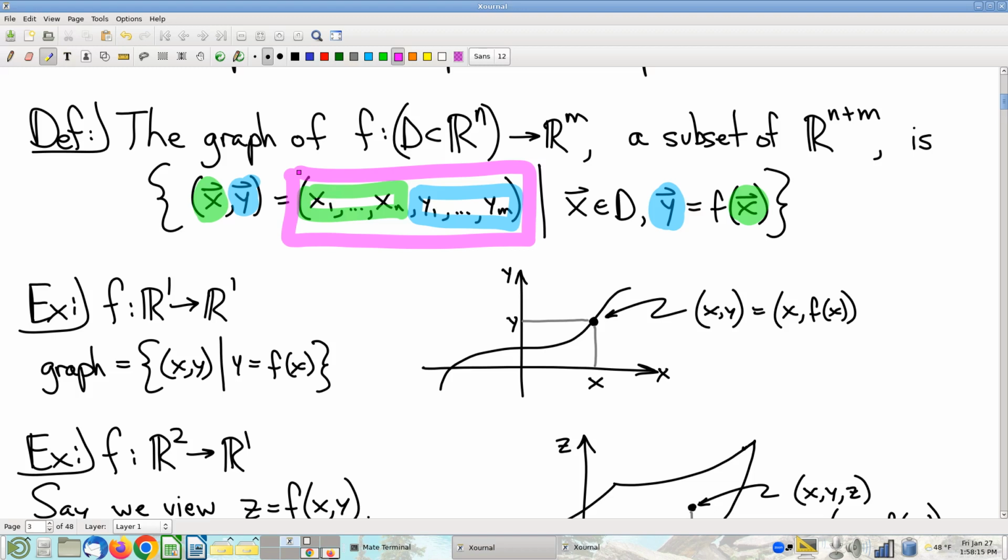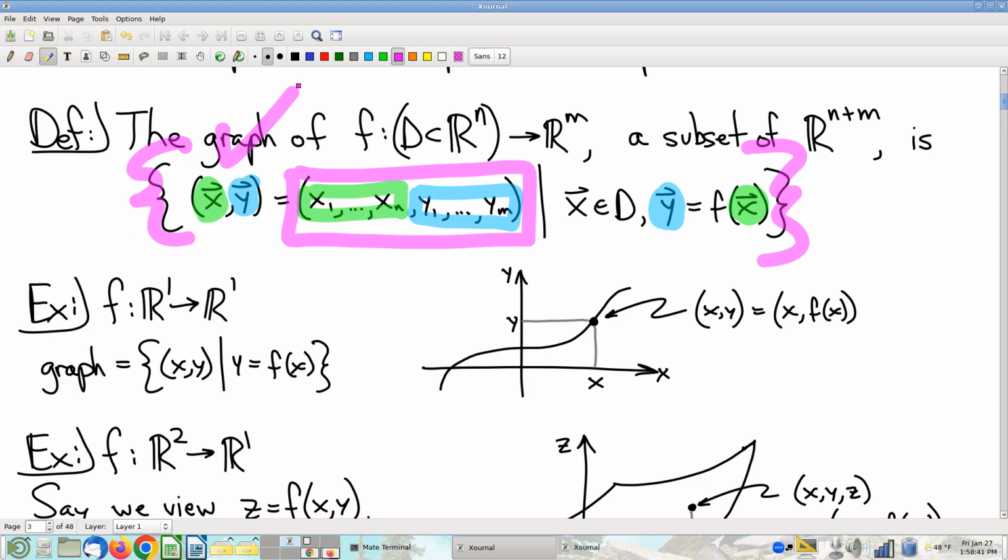That's kind of weird, right? This point does not live inside of the domain. It does not live inside of the target. It lives inside of a space that we made up just for the purpose of talking about the graph. Right? It's a new space. And the collection of all such points is what we call the graph.